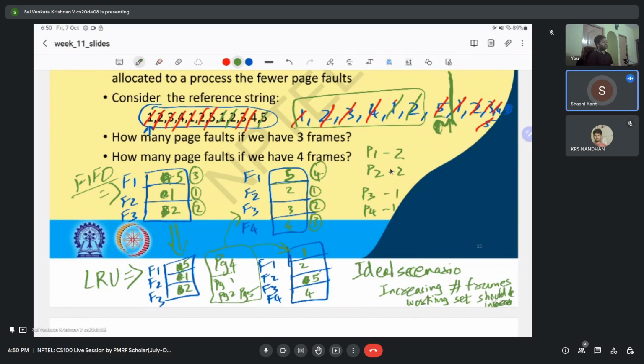So suppose there is a question like in what scenario FIFO is better than LRU? We can say that where we have less number of pages, then FIFO might be better than LRU. It might be equal, not better.